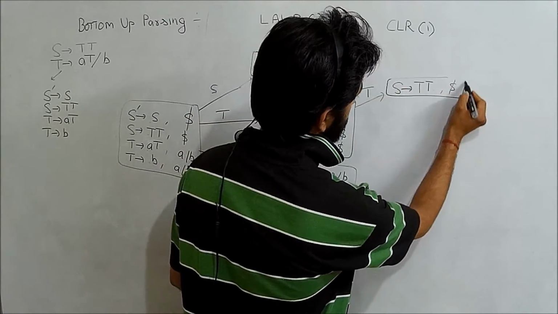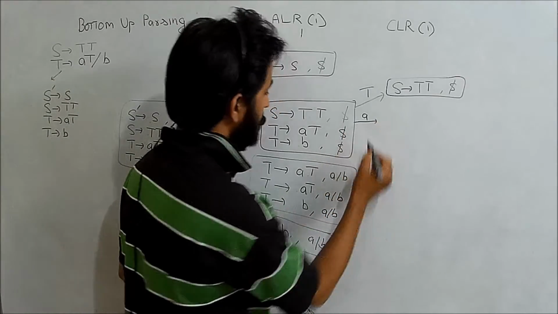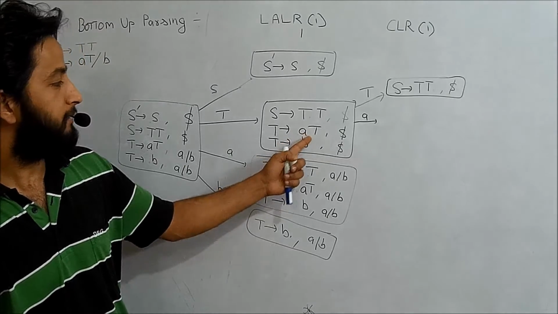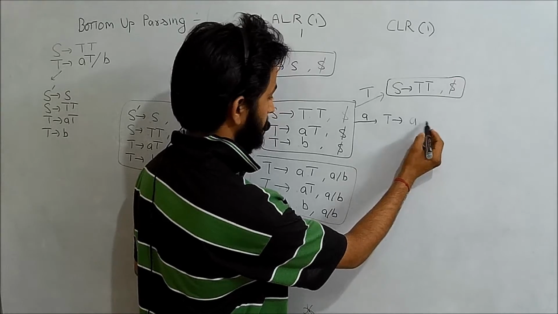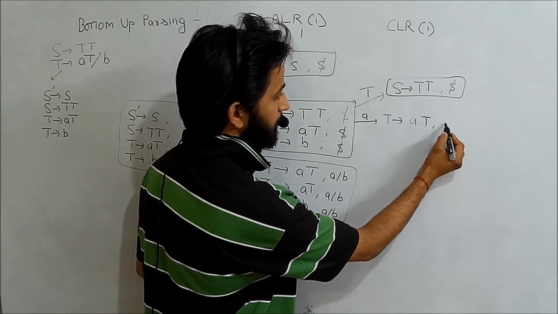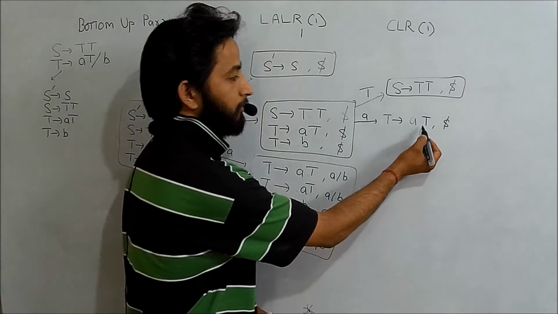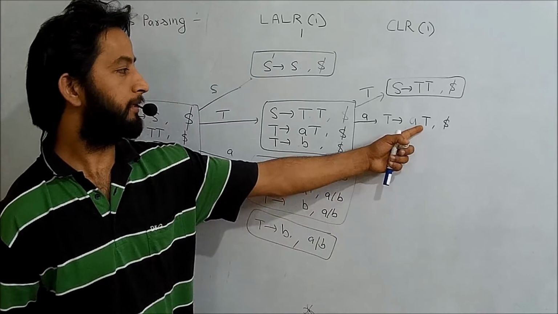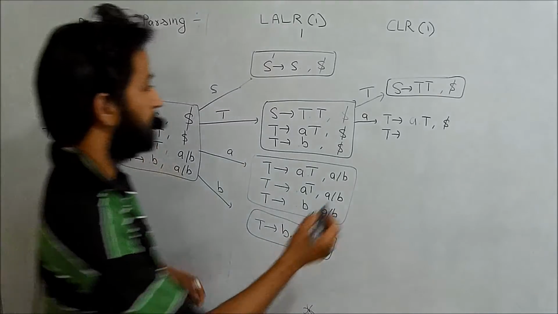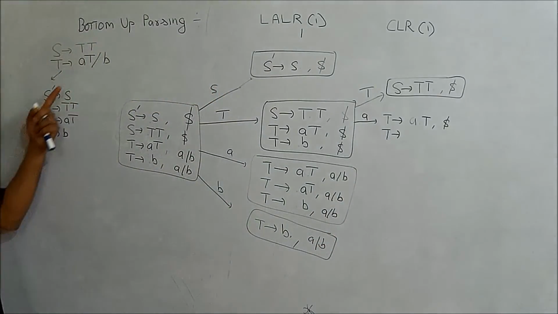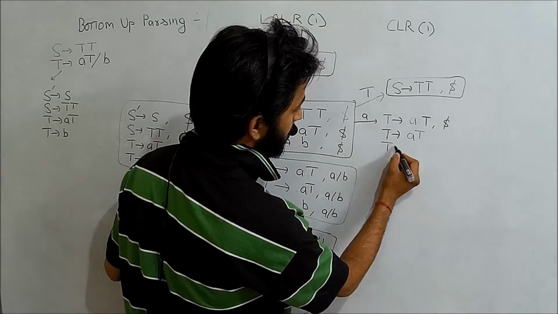So it will be like this, and here I will move the position of dot to the right hand side, and it will become T derives A dot T, and dollar will be the look ahead, same. So now because of this A dot T, I will add the closure, and in the closure it will be the productions of T, that is T derives AT and T derives B.